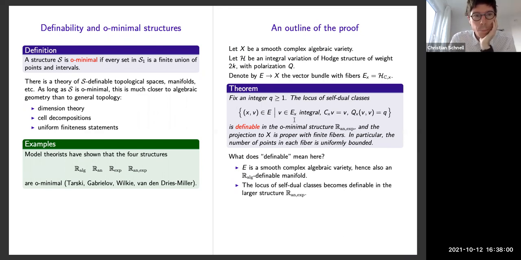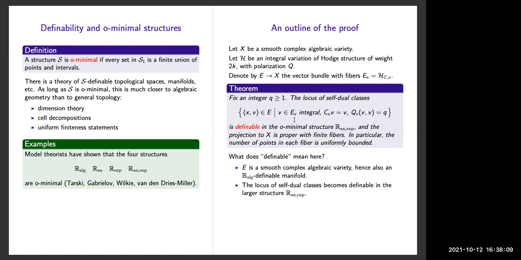Okay. Any questions? Is the statement clear? Yes. Can you explain how it follows that E is an algebraic variety?